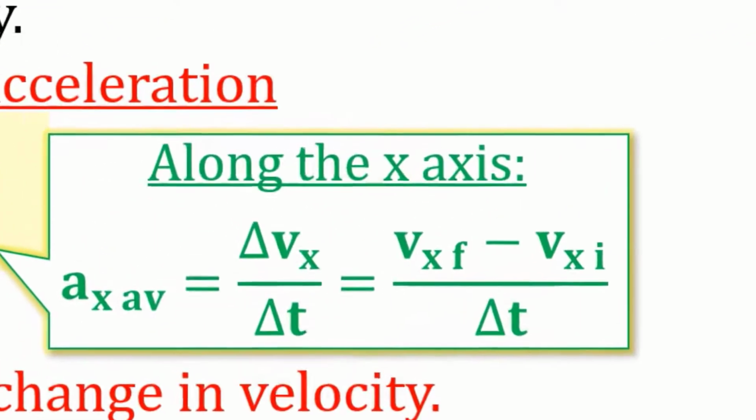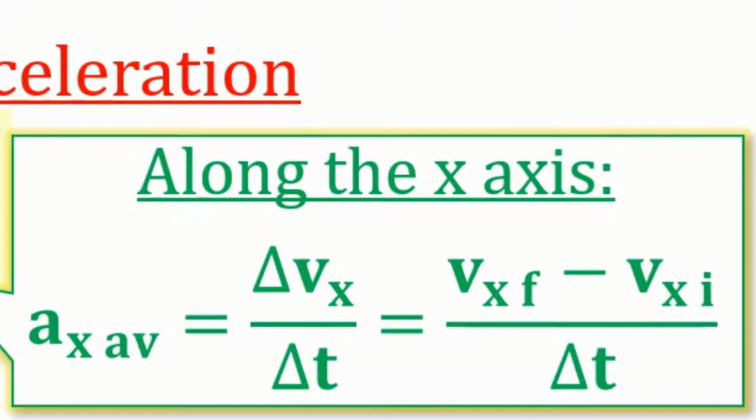If the motion is rectilinear and occurring along the x-axis, the average algebraic acceleration along this axis is given by ax_av equals delta Vx over delta t, which is the change in algebraic value of the velocity, or the change in the component of the velocity on the x-axis, over the corresponding duration delta t. Thus, it is equal to Vx final minus Vx initial, all divided by delta t.